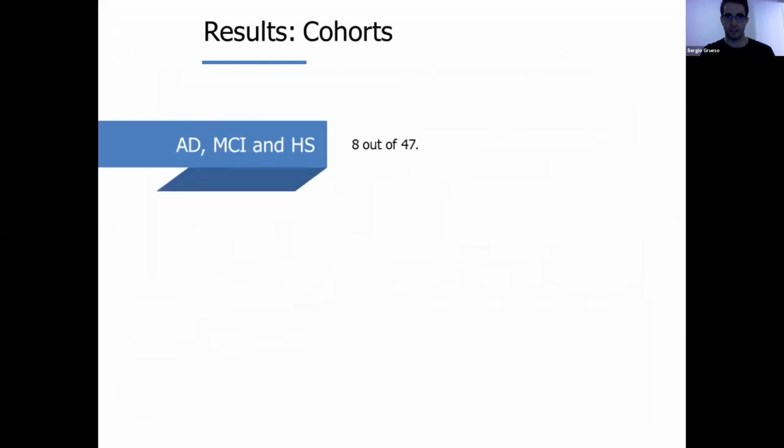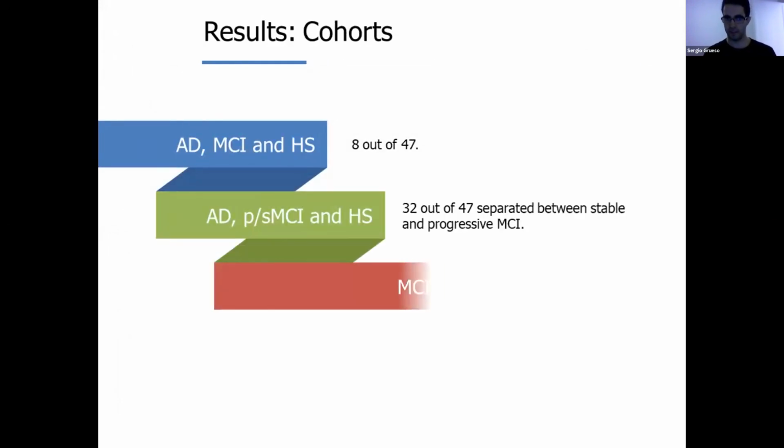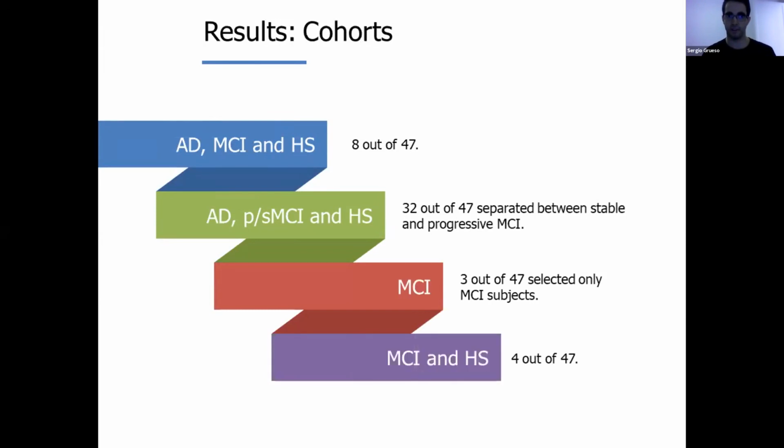Each study had a cohort of MCI or mild cognitive impairment, but 8 of them also had AD and healthy subjects along with the MCI. 32 of them separated between a stable and progressive MCI, and 4 of them had a healthy subject cohort along with the MCI.